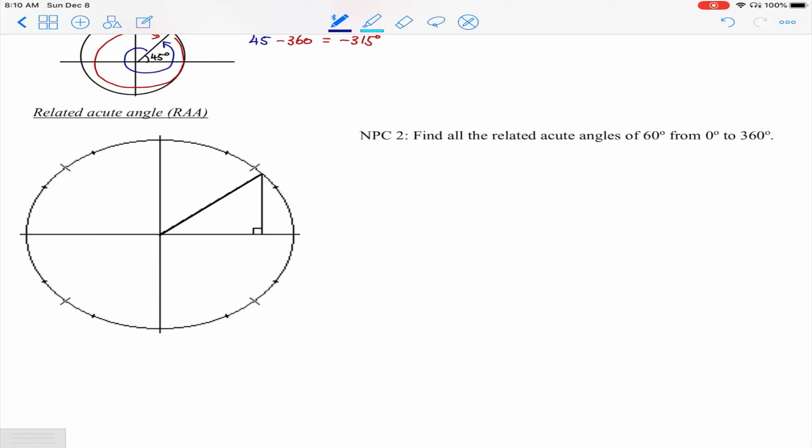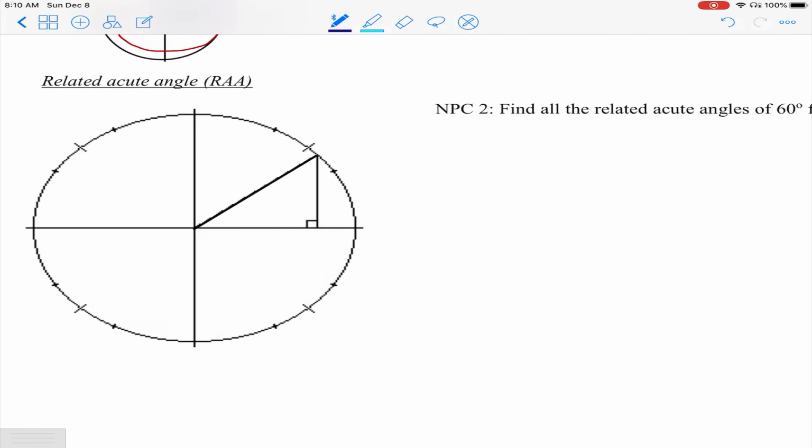The next one is related acute angle, I call it RAA. So this is basically the acute angles inside of a triangle, inside of the unit circle that you usually deal with. They actually are very useful when you're looking for different angles that give the same ratio for each sine, cosine, and tangent. And finding the RAA is actually very simple. So let's take a look at it. As you can see from the name itself, it says acute. So it's the angle inside of the triangle, not the right angle. It's one of the two acute angles.